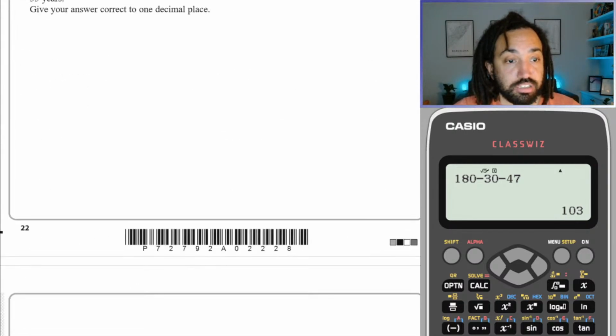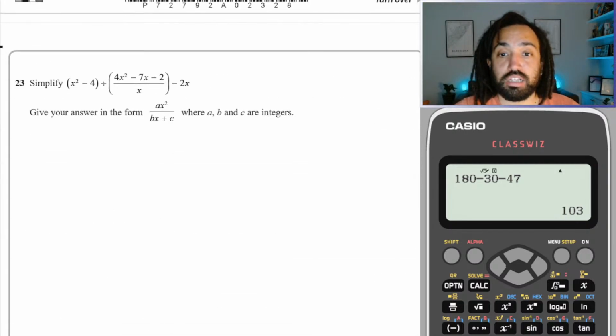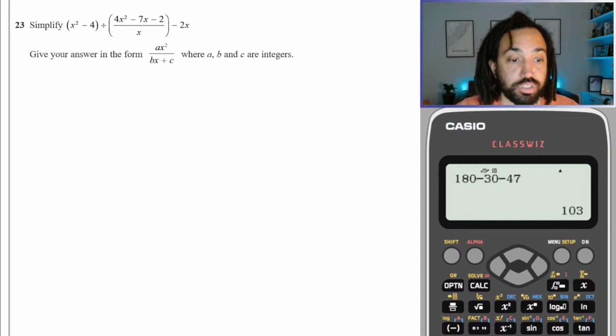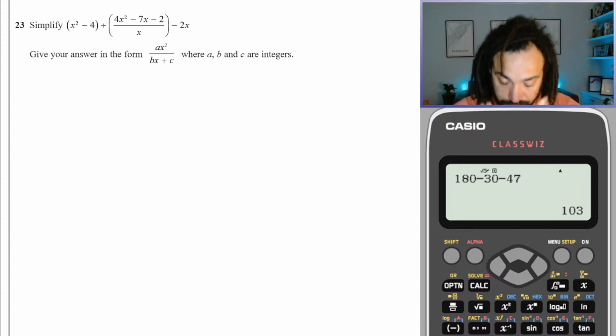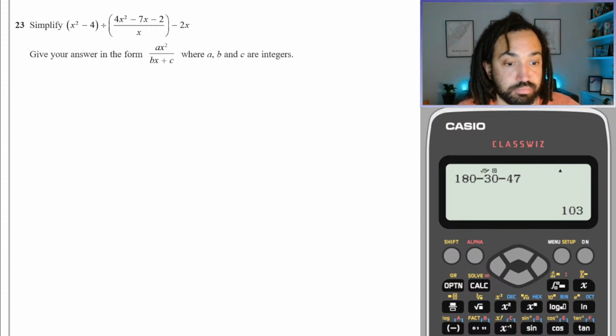Okay, let's do this algebraic question. And then what we'll do is I'll find a vectors question where we have to use the lambda and mu. And then I think that'll probably be us done.